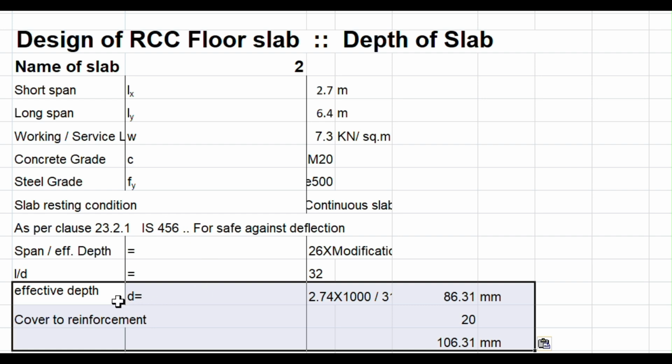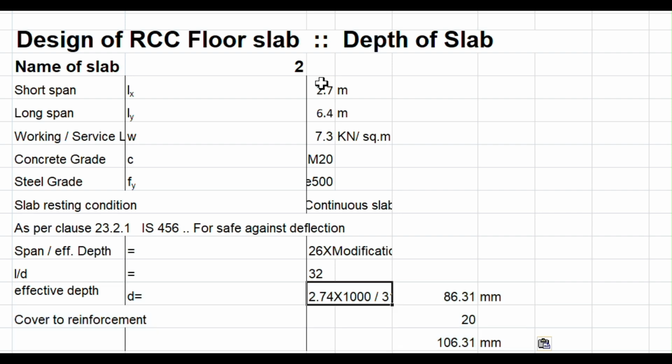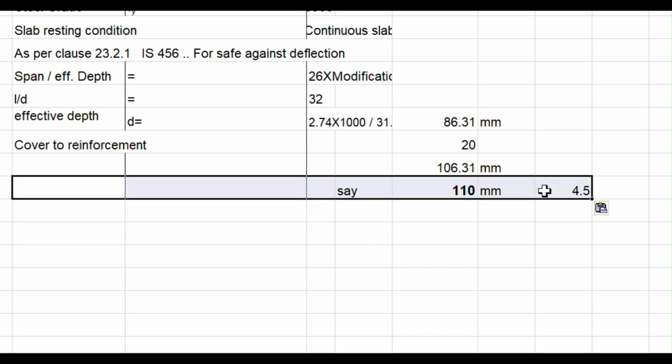So the effective depth is equal to 2.74, the short span in meter, multiplied by 1000 gives mm, into 31.5, equal to 86.31 mm, the calculated depth of the slab. So add 20 mm cover to reinforcement. The total comes as 106.31, so 110 mm or 4.5 inches.